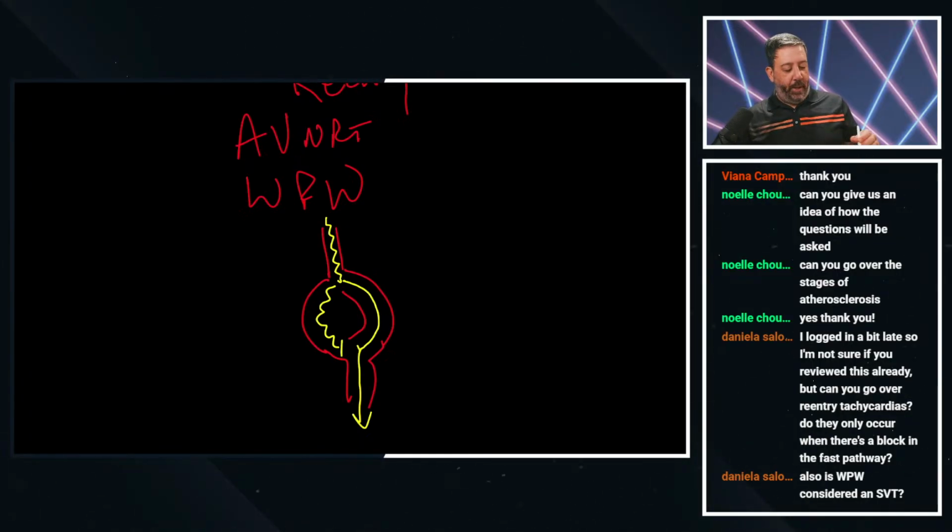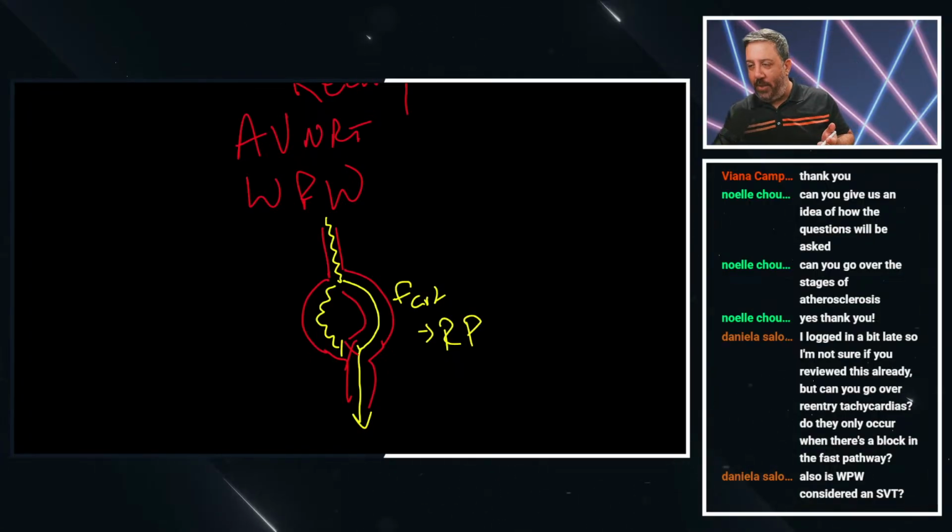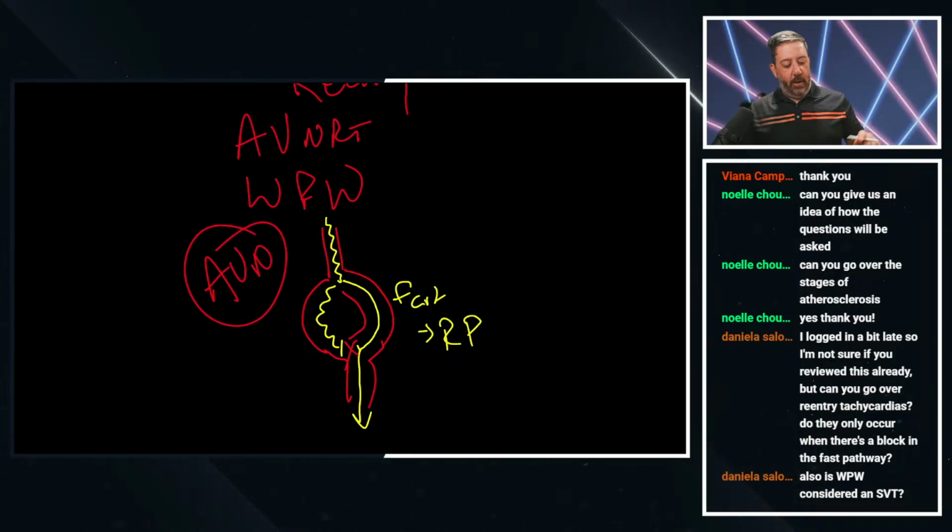it stops because the fast pathway is in a refractory period, an absolute refractory period. So this impulse can't get through. Usually in a normal system, normal circuit, everything follows the fast pathway, or the normal pathway. This is talking through the AV node right here.